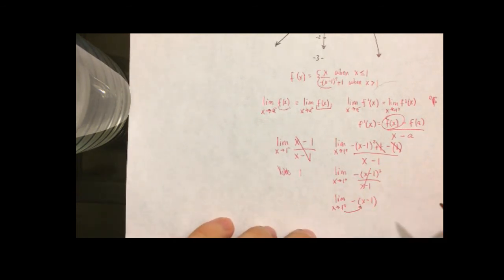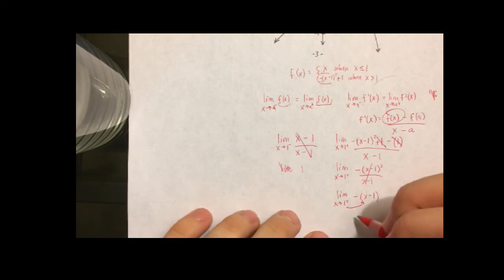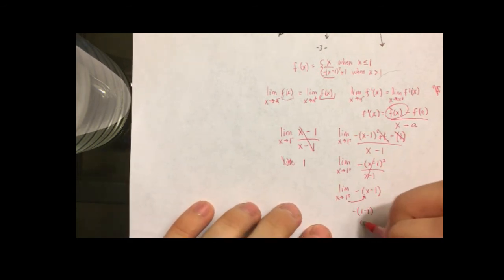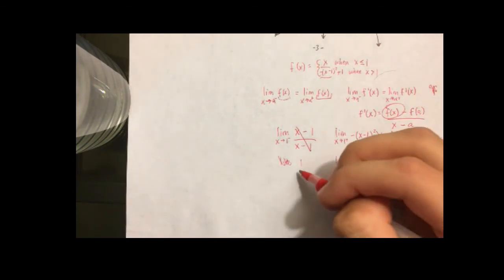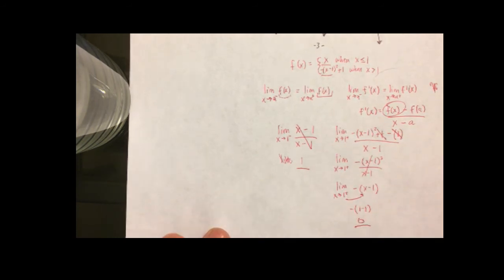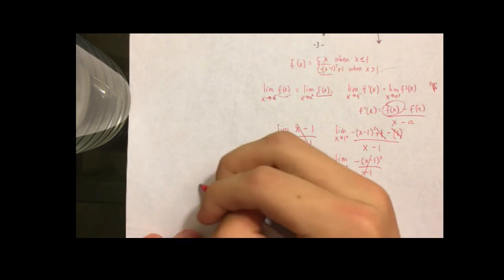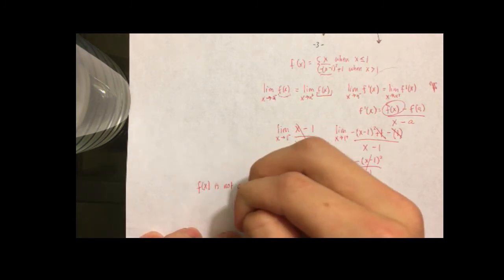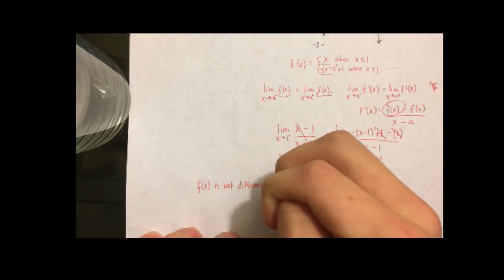So then we're going to take the 1 from the limit and plug it in for x, and we're going to be left with 0. So that means that the slope of the tangent from the left is 1, whereas from the right it's 0. So using that information, we know that it is not differentiable at x equals 1.